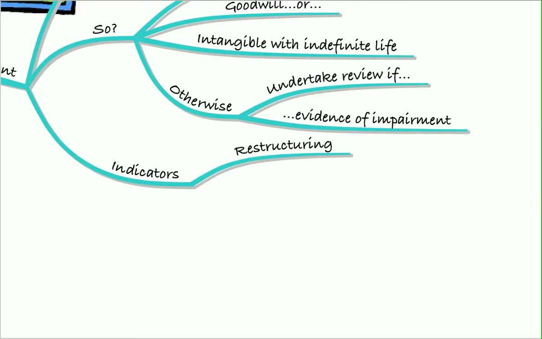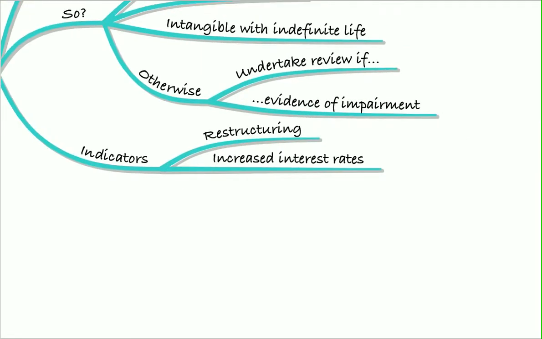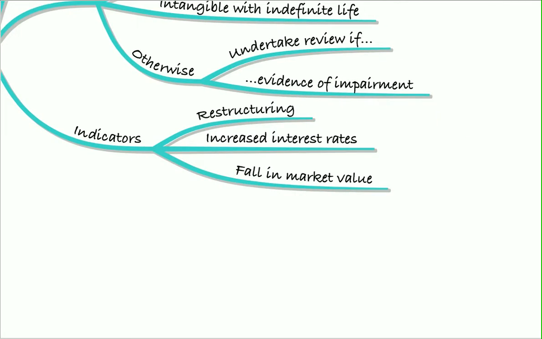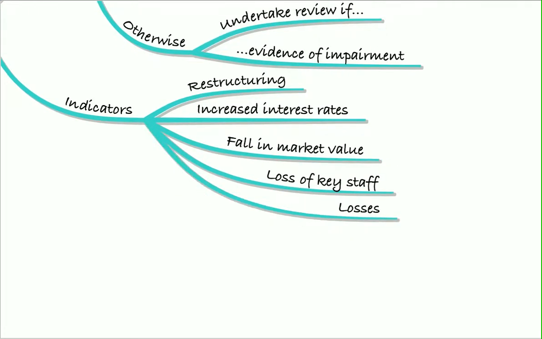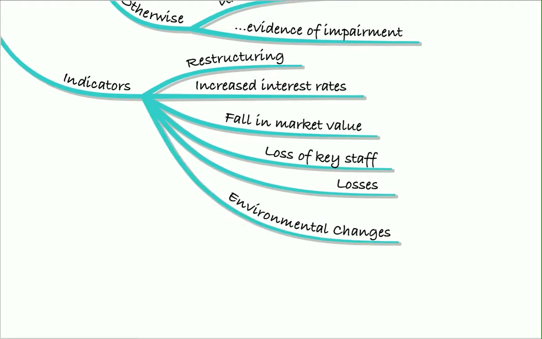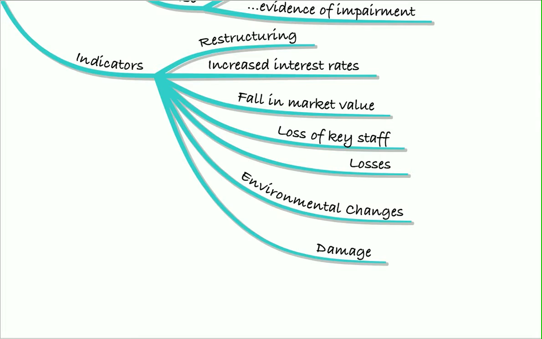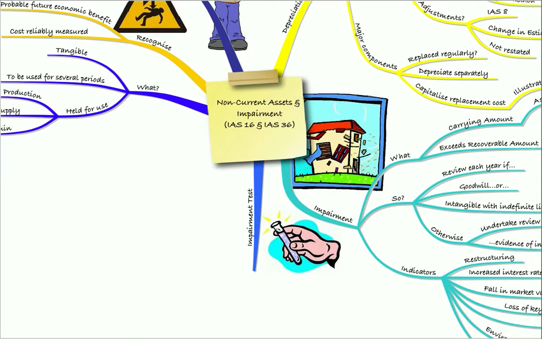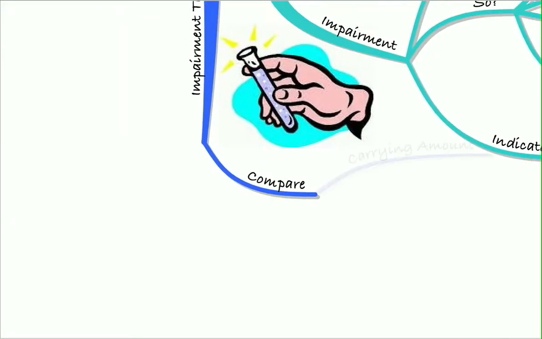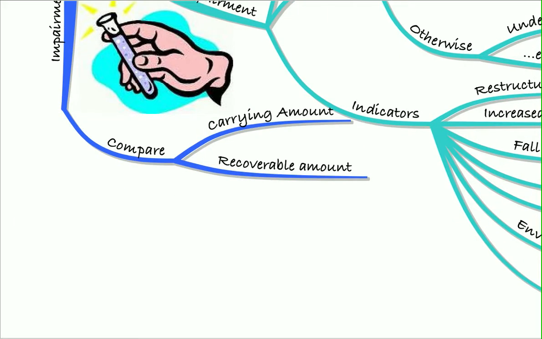Indicators would be restructuring, increases in interest rates, fall in the market value of a share, for example, loss of key staff or losses in the business, environmental changes, particularly in the business environment, or damaged assets. If we see any of those indicators, then on that asset we need to compare the carrying value to the recoverable amount, which is an impairment test. So as I said, our impairment test will be to compare our carrying amount to our recoverable amount.